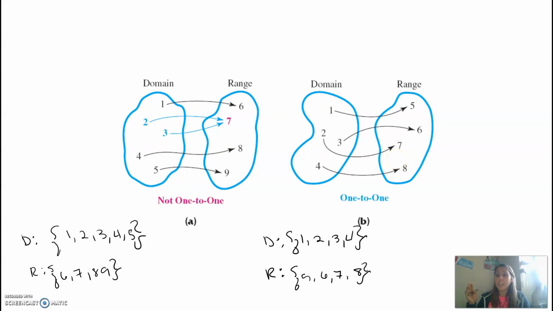So for a function to be one-to-one, we're going to have the same amount of elements in the domain as in the range. They're going to be equal to each other in number. The elements may not be the same, like this one has 1 and this one has 5, but they have the same amount. So that was something that we noticed. I would put this in my notes if I were you.